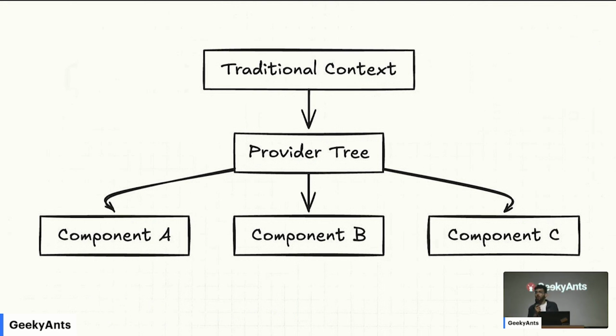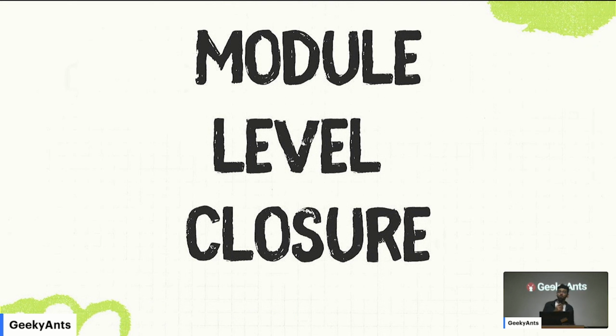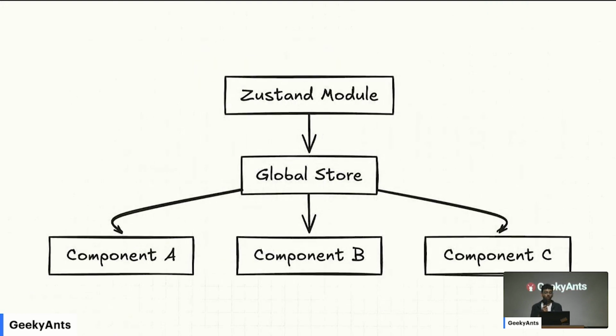So how does Zustand solve this problem? Module level closures. I think everybody knows what closures are. Does anybody want to explain what closures are? A brief definition, anybody? Closures basically bind to the lexical scope of your environment to access the values. We will deep dive into it in the live coding session.